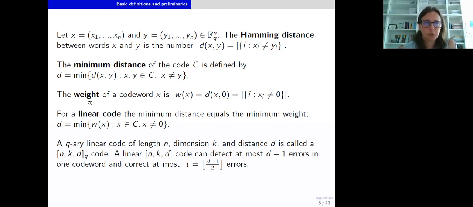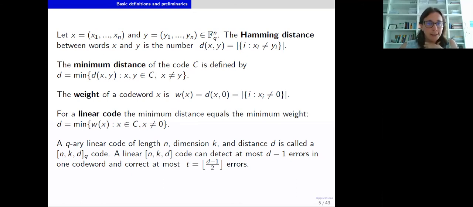Then we can define the weight of a code word, which is the number of positions that are non-zero. For linear codes, the minimum distance is equal to the minimum weight, so we can define the minimum distance or minimum weight to be the minimum of all weights of a code word x. So when we are speaking about a q-ary linear code with parameters n, k, d, with index q, we say that this is a q-ary linear code with length n, dimension k, and minimum distance d. And it will be called an [n, k, d]_q code.